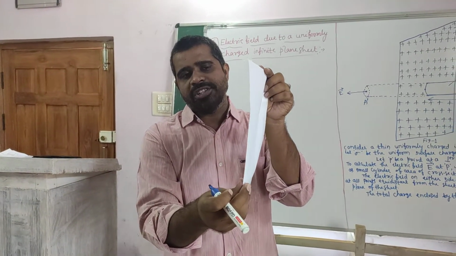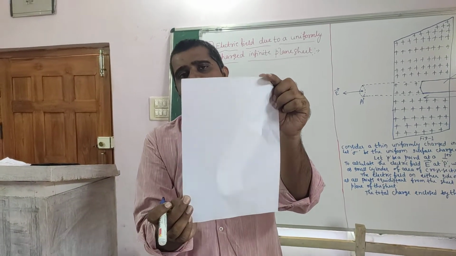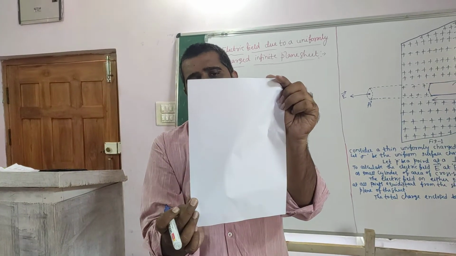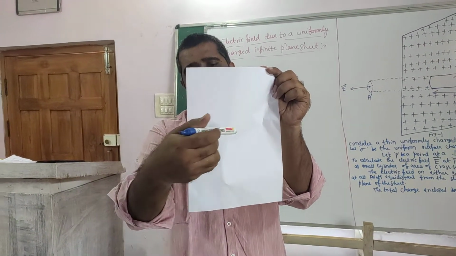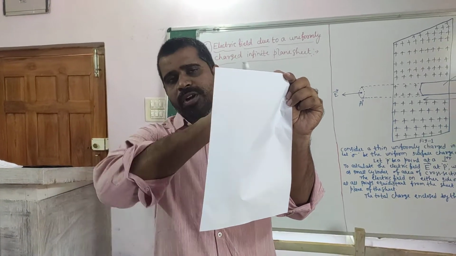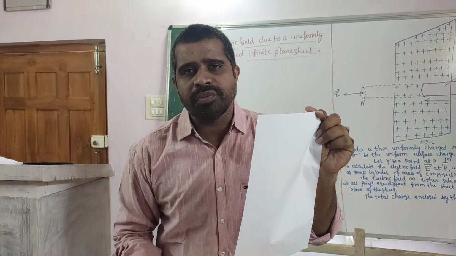तो डायग्राम में हम क्या करना है? शीट को ऐसा क्रॉस शो करना है. We have to show the diagram like this, not like this, not like this, a little bit cross, a little bit cross. In front of this, R, back side is also R. This distance is less compared to the size of the paper. That's why we use the word infinite sheet.